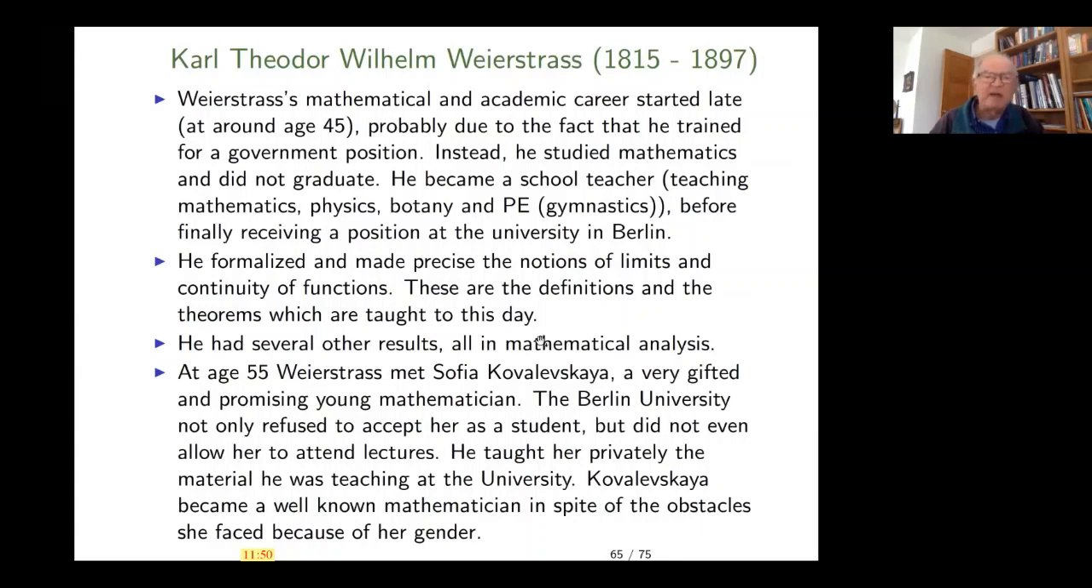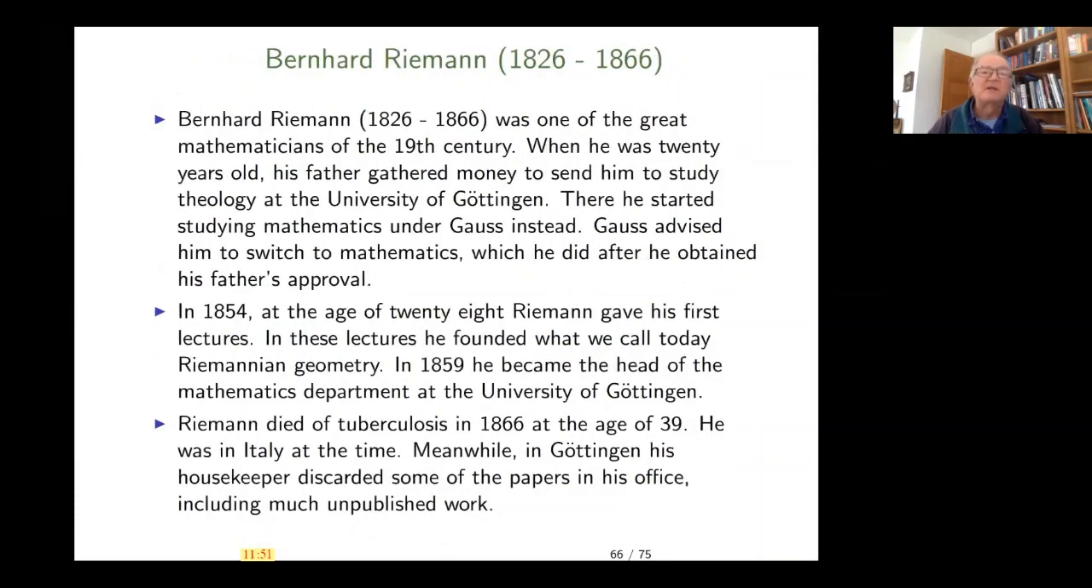He made very precise the notions of limits and continuity of function, studied properties of functions, and brought in many new fields of function theory. One of his great things he did for mathematics was his support for Sofia Kovalevskaya, who was an extremely gifted and promising young mathematician. The Berlin University not only refused to accept her as a student, but did not even allow her to attend lectures. So Weierstrass taught her privately the material he was teaching at the university, and Kovalevskaya became a well-known mathematician in spite of the obstacles she faced because of being a woman.